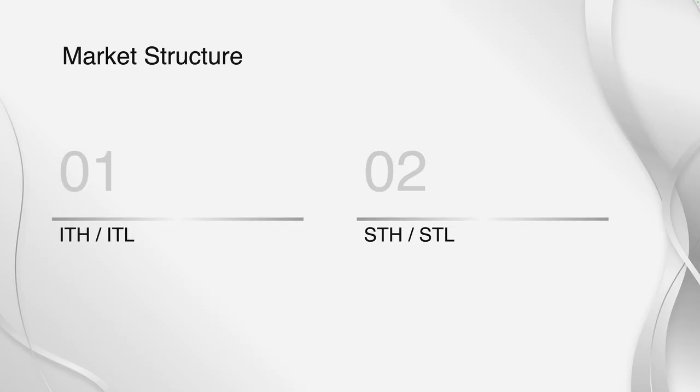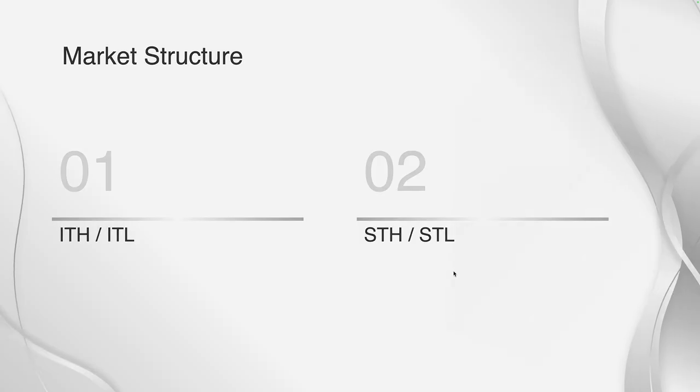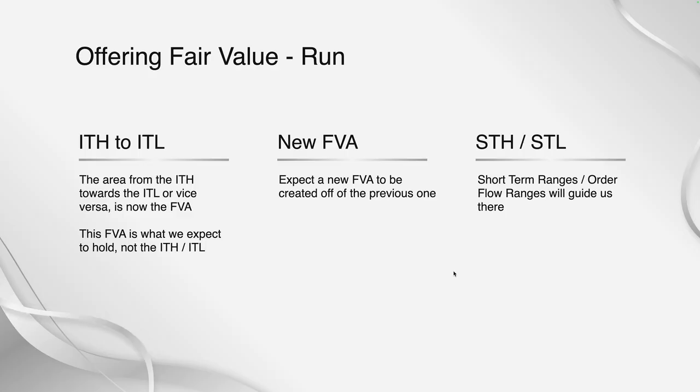Now, that again is why I mentioned in the beginning, this is a huge topic, but we've already gone over so much that I hope this is quite easy to understand when we are going to talk about institutional market structure. So now we have to look at it from the perspective and how it correlates then to offering fair value that run on liquidity. So that intermediate term high towards intermediate term low right there, the area from the intermediate term high towards the intermediate term low or vice versa is now the fair value area.